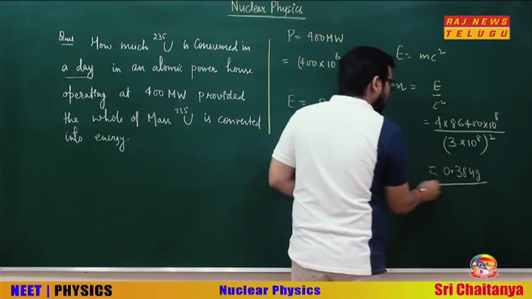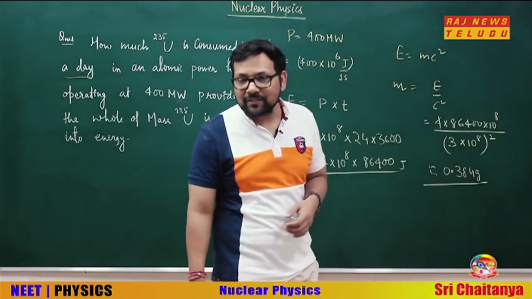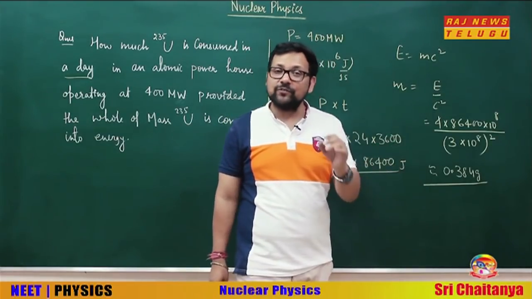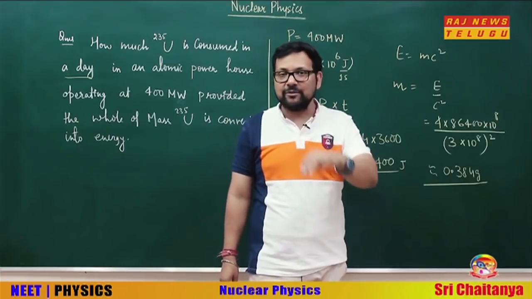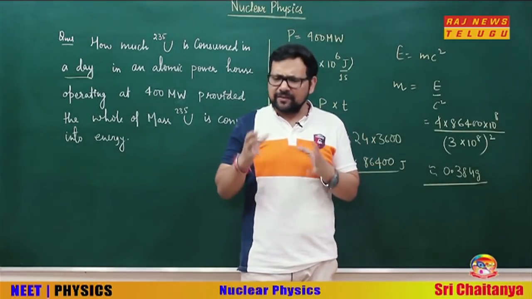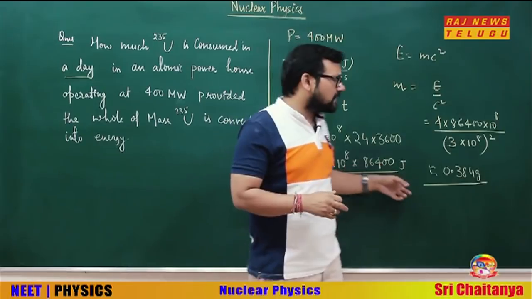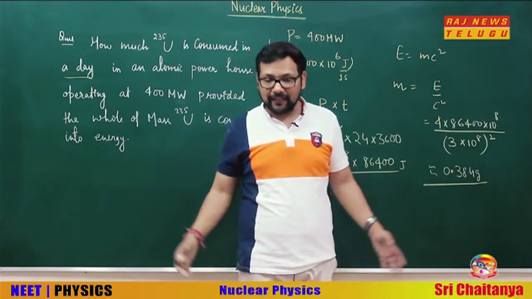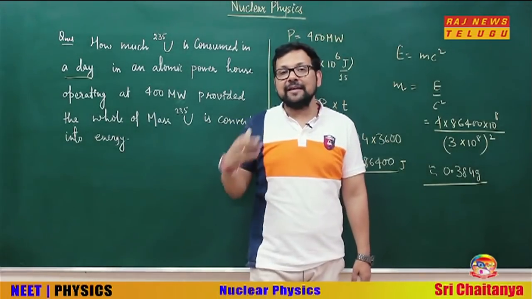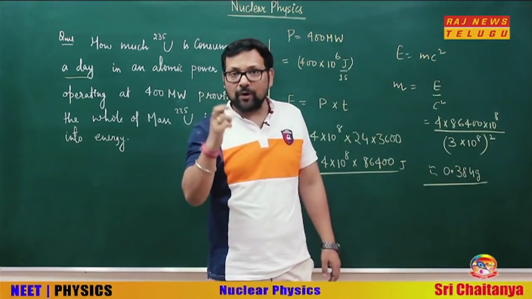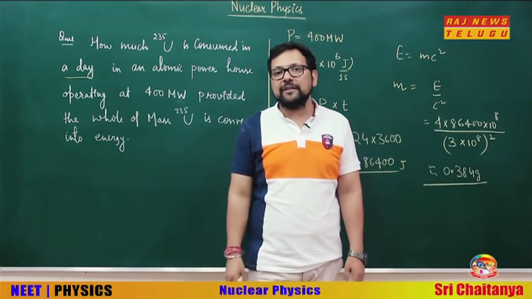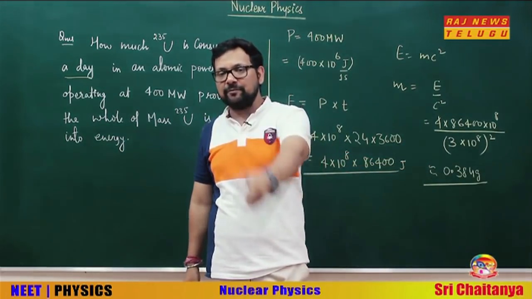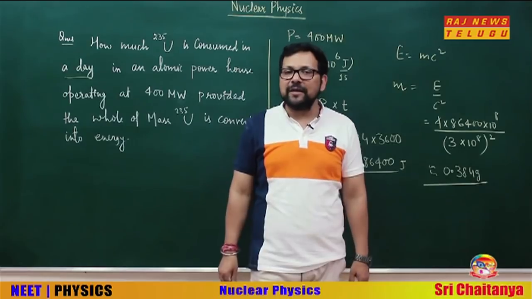If you calculate this mass, you will approximately get 0.384 gram. Can you see what a small amount of mass you are converting? I told you a very interesting fact. This much gram mass of uranium. This is why uranium is so costly. Uranium, fissionable fuels are generally costly. This much uranium is giving you 400 megawatt of power in a day. Can you imagine this? So nuclear energy is such an important energy, and the fuel we are using in this is uranium. A small amount of uranium is giving you that much energy. So this was this question.